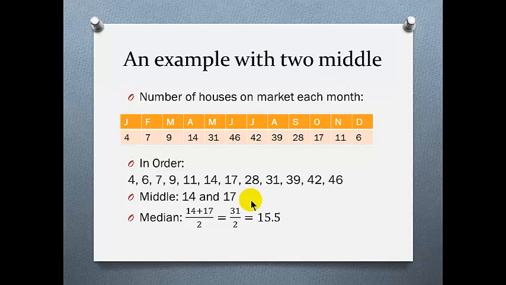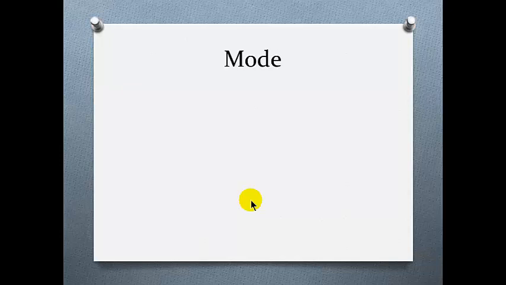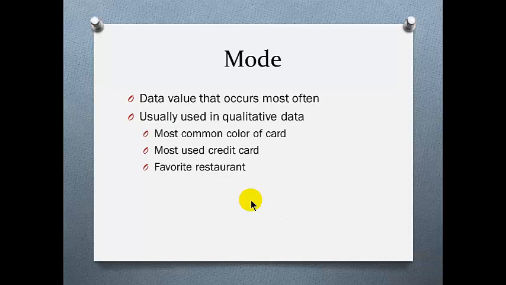Median is the middle. Mode. Mode is the data value that occurs the most often. And often we are asked for the mode of a bunch of numbers, and that's not really a good use of mode. It is usually used in qualitative data. Like if we ask, what is the most common color of a car? What is the most used credit card by our customers? What is our customers' favorite restaurant? What is the most often result in categories? That's where we start talking about the mode.